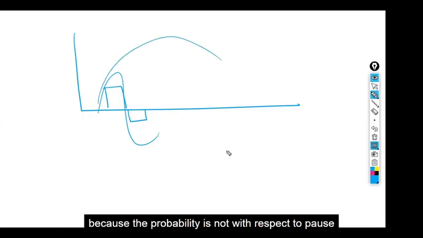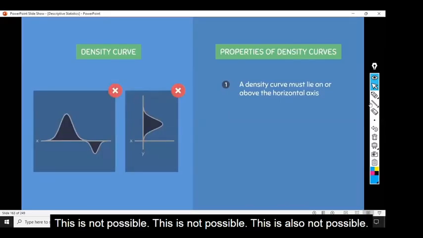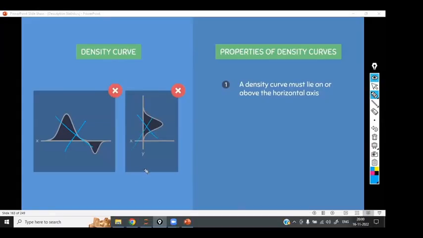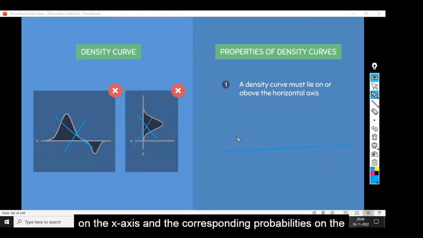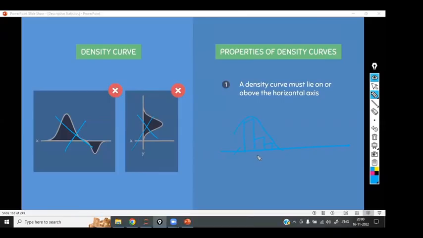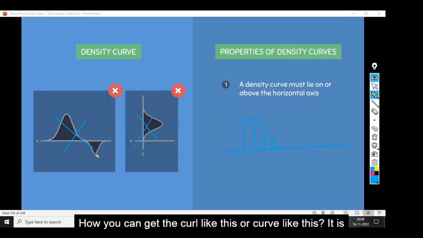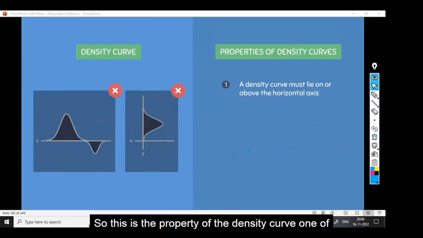Never it will come down because the probability is with respect to positive only. It can't be negative. So always the curve will be above the x-axis. It is not going to be below the x-axis, or you can't write like this. This is not possible. This is also not possible. Because you are going to take the variable on the x-axis and the corresponding probabilities on the y-axis. So y-axis will have certain value of bar. Height of bar will be there. Based on the bar, curve will be there. How you can get the curve like this or curve like this? It is not possible. So this is one of the properties of the density curve.